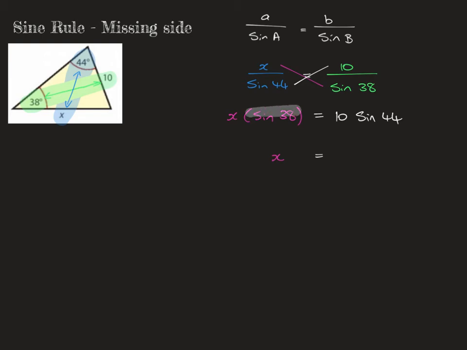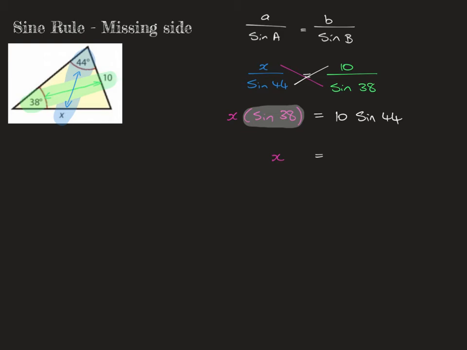So I'll just highlight that. What's actually happening here is x has been multiplied by sine 38. So to get rid of that sine 38, I need to divide the left-hand side by sine 38. If I divide the left-hand side by sine 38, I'll be left with just x.